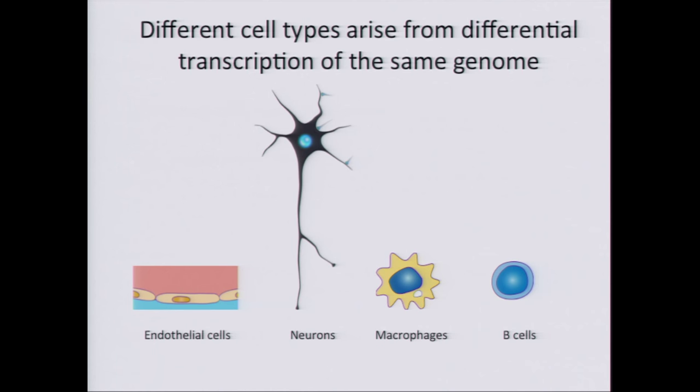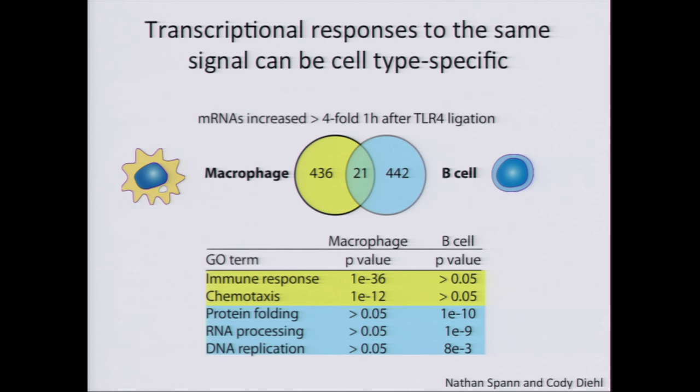And so just as an introduction, we all know that different cell types arise from differential transcription of the same genome. And over the past decade, the advent of massively parallel sequencing-based technologies has really given us unprecedented tools to examine the mechanisms that underlie the development of each cell type from its progenitor cell. In addition, once a cell attains its specific identity, that cell has to be able to respond to internal and external signals in order to carry out its physiologic roles.